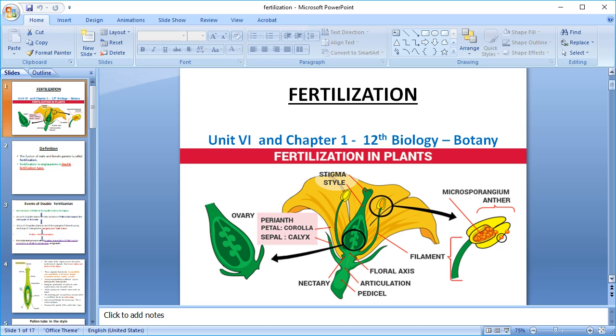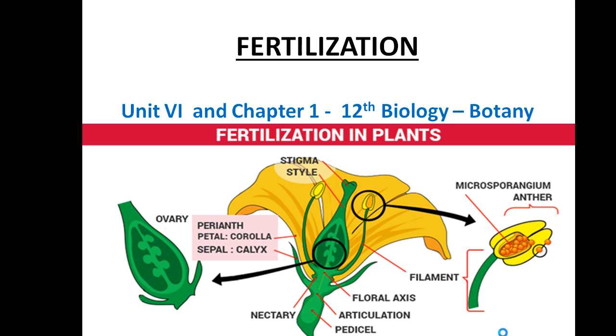So today I am going to discuss fertilization. The fertilization, as the title slide indicates, is how fertilization takes place in plants. This is the androecium part of the plant and this is the gynoecium part of the plant. This slide will explain shortly how the fertilization takes place in plants.